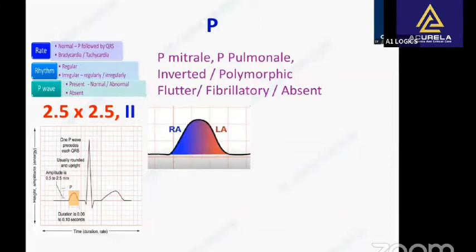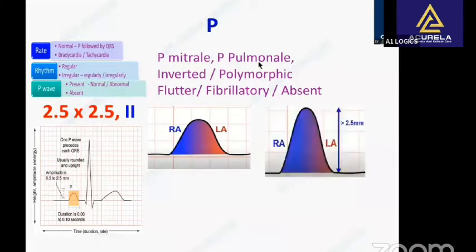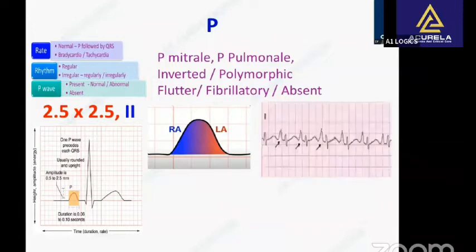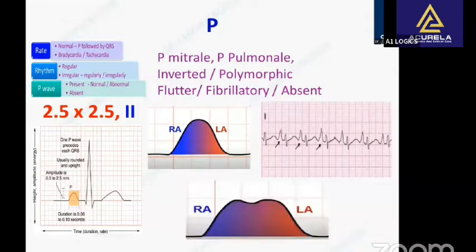So what happens if there is a right atrial enlargement? Then the first half of the wave is affected and hence the amplitude increases, and the P wave height will become more than 2.5 millimeters. We get a tall or peaked P wave that is called P pulmonale, which is pathognomonic and characteristic of a right atrial enlargement.